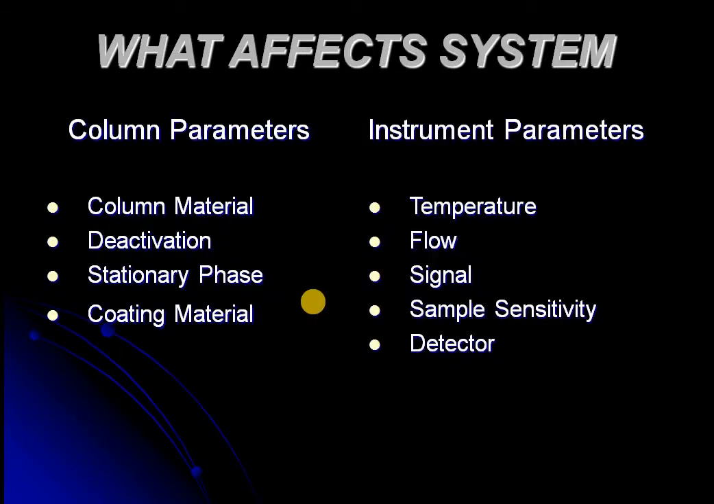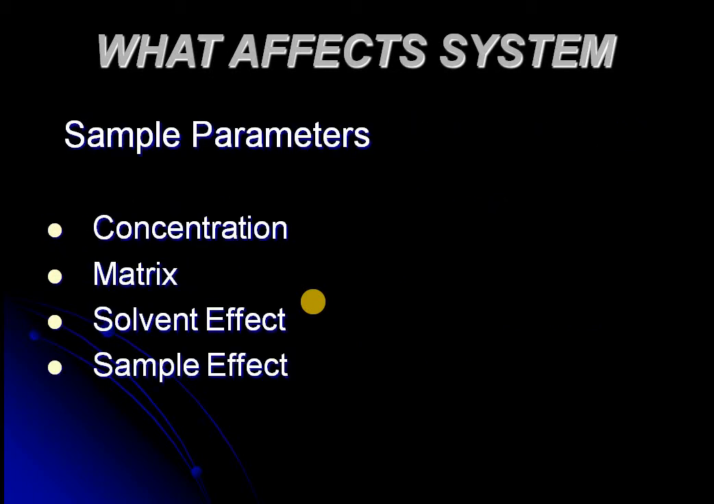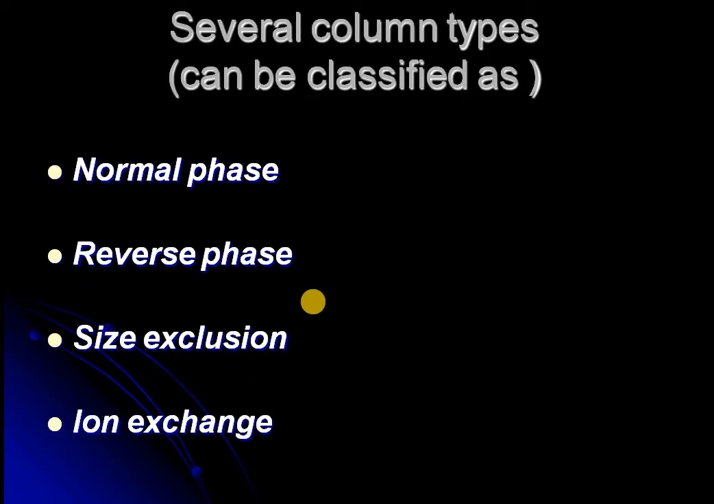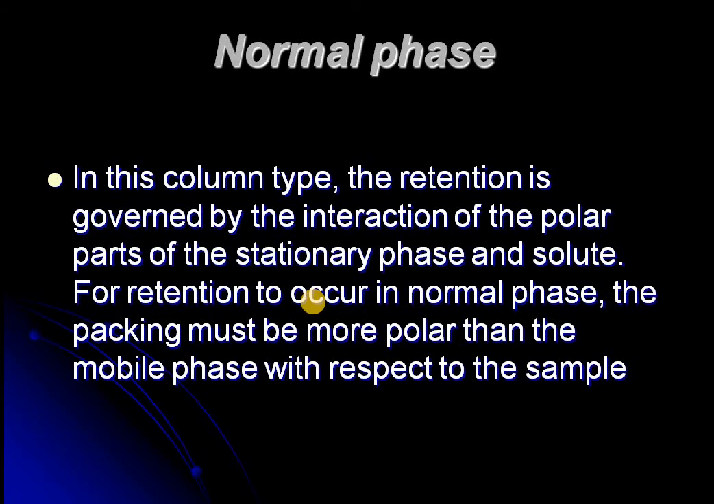What affects the system? Column parameters like column material, deactivation, stationary phase and coating material, and instrumental parameters like temperature are also affected, flow is also, and signal, sample density and detector also. What affects the system? Sample parameters like its concentration, matrix, solvent effect and sample effect. And then the several column types like normal phase, reverse phase, size exclusion, ion exchange.